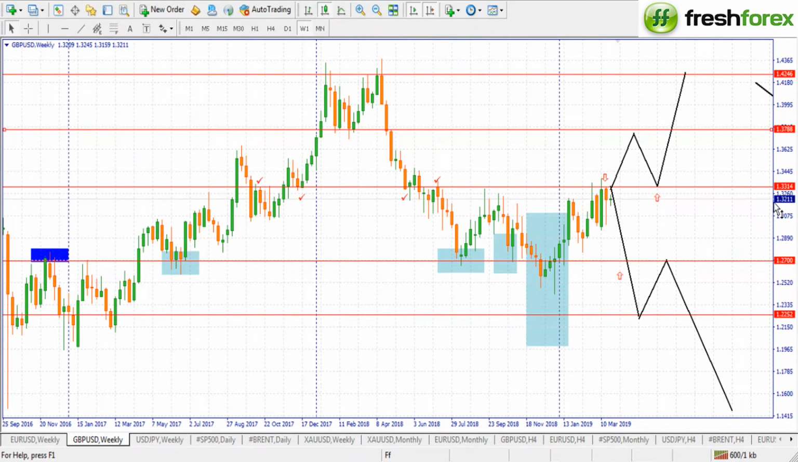There's also this one, 1.3314, 1.2700. Then there's 1.2252. So these are the lines to trade from: this one, or the last one. Anytime the price approaches any of these lines, then you're supposed to look for a trade.